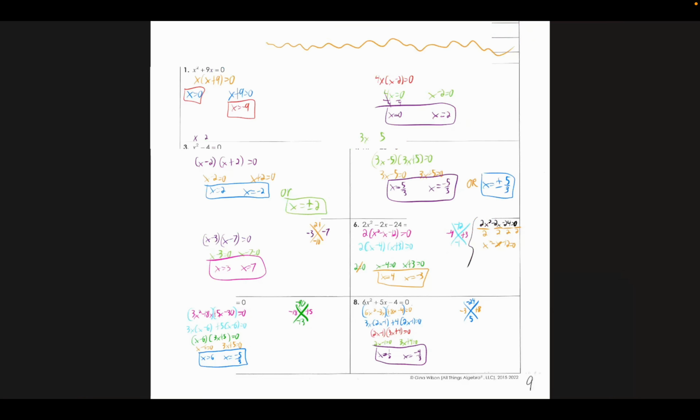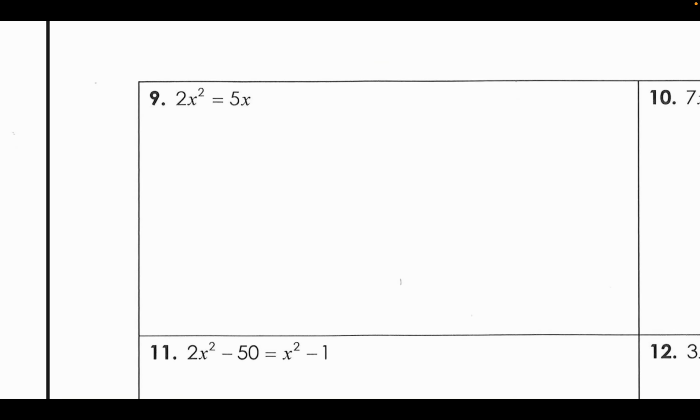Now we move on to the next page. As we look at number 9, we notice actually throughout this whole page that it is not in standard form now. It is not set equal to 0. So we have to set it equal to 0 by first subtracting 5x, moving everything to one side. Typically, I like to move everything to the left because that's what we're used to, but most importantly, I like to move it so that my ax squared term is positive. We want that ax squared to be positive when we start factoring. It makes our life much easier. So I'm going to subtract 5x and get 2x squared minus 5x equals 0.